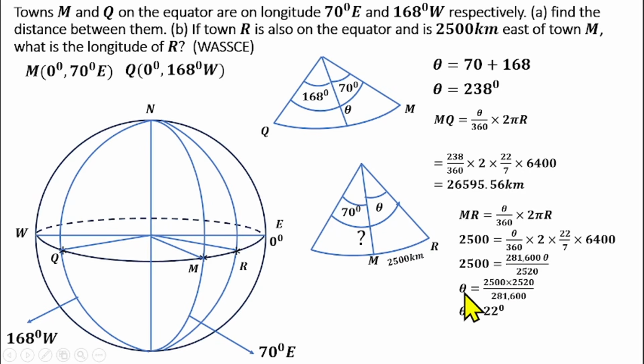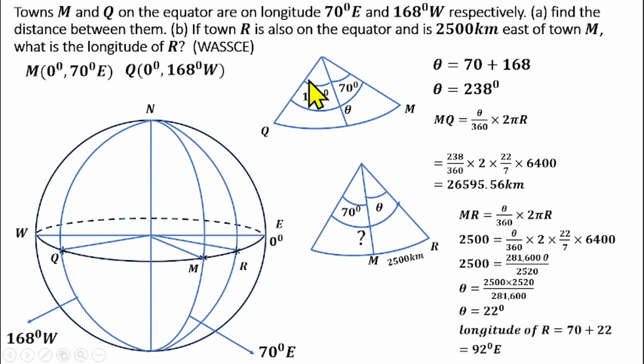So that means the angular distance between point M and R, which is this theta, is 22 degrees. Therefore, now that we know this angle to be 22 degrees, we can find the whole angle here, which represents the longitude of R. So the longitude of R will be 70 plus theta, which is 22. And that will give us 92 degrees. And the longitude is in the east. That will give us 92 degrees east as the longitude of R.